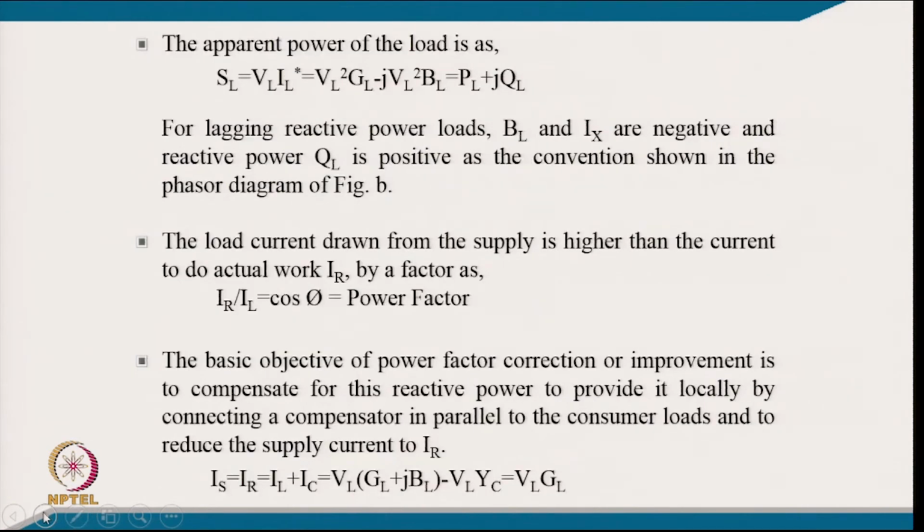The apparent power of the load is SL equal to VL into IL conjugate, which equals VL square GL, the conductive part or resistive part that is the active power, minus j VL square BL, that is the reactive power of the load, and it can be written as PL plus jQL. So, for large reactive power loads BL and XL are negative and reactive power is positive.